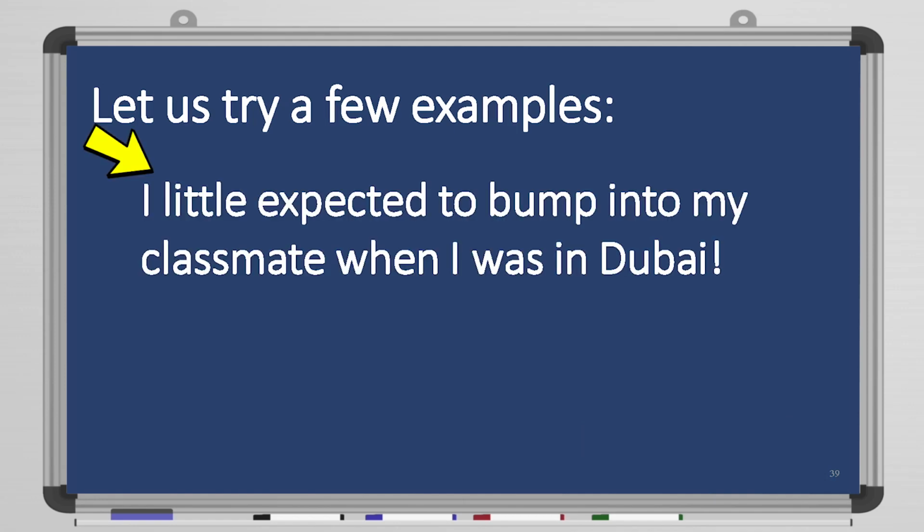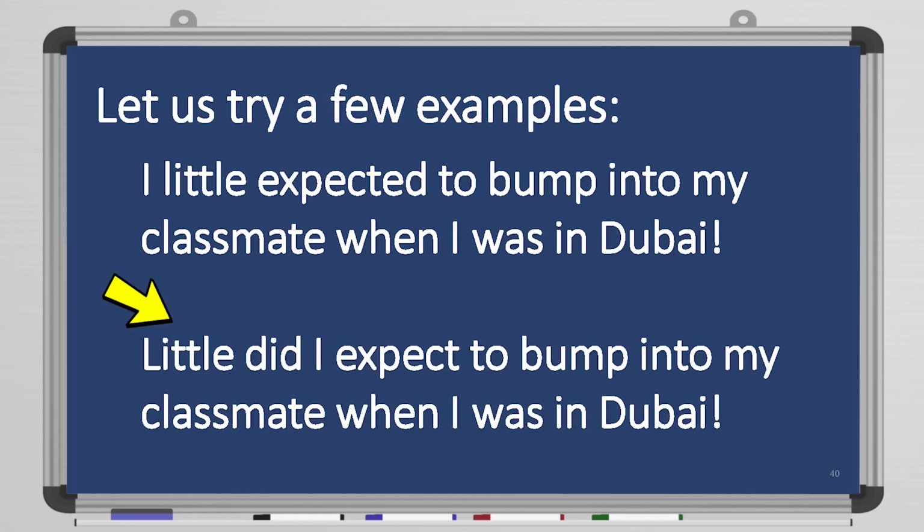I little expected to bump into my classmate when I was in Dubai. I little expected. Where is our main verb? Don't get scared. If you get stuck, try to look for the verb first or the subject, whichever makes you happier or more comfortable. I, obviously, is the subject. Little expected. So expected here is the verb. So is there a helping verb or an auxiliary verb in the sentence? No. So we're going to simply fill in the equation.